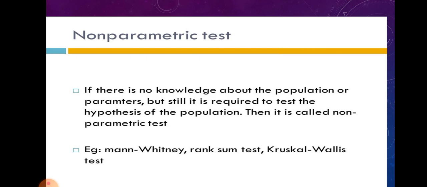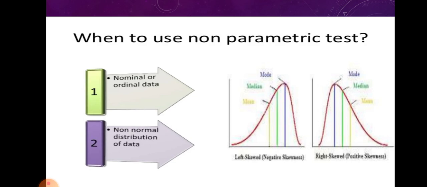So if there is a known population, then we should use parametric test, and if there is a population for which there is no idea, no knowledge about that population, but still it is required to test the hypothesis, then in that case it is known as non-parametric test, and we can use Mann-Whitney test, rank sum test, Kruskal-Wallis test. When to use non-parametric test? For nominal or ordinal data you can use non-parametric test, because for interval and ratio we are using parametric test.